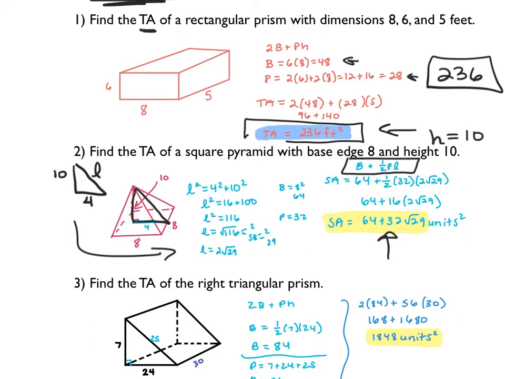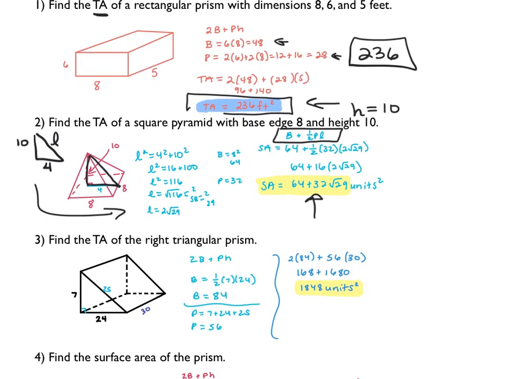Now, if it said to round your answer to the hundredths place, then on your calculator, you would have done 64 plus, and then you would have multiplied 32 times the square root of 29, gotten that decimal, and then added it to 64. So just read the directions. Again, if it's left in simplest radical form, it would just be that answer here.